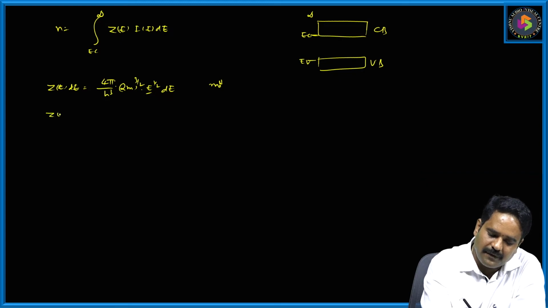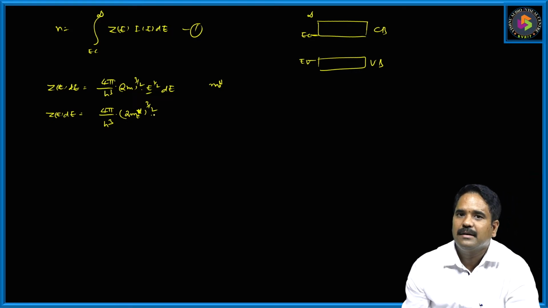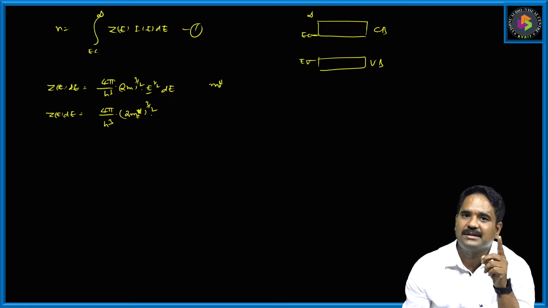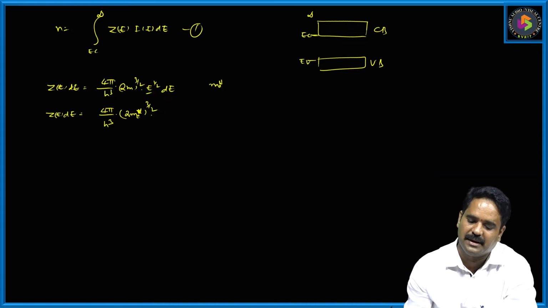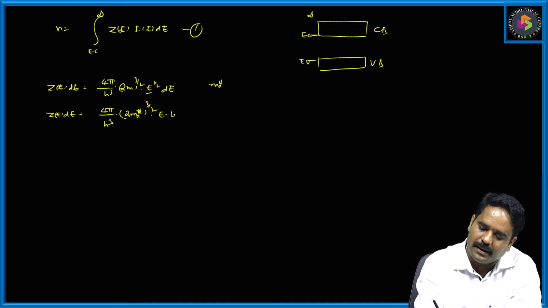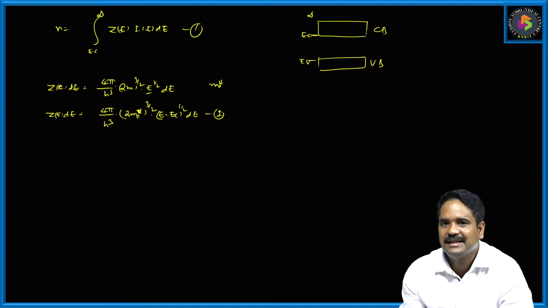That is Z of E into dE is equals to 4 pi by h cube. Let us take this is 1. 4 pi by h cube 2 me star to the power of 3 by 2. Why me star? Electron possess effective mass in case of periodic potential. So m has to be replaced by me star. Then E is replaced by E minus EC to the power of 1 by 2 dE, since E starts from bottom of the conduction band. Let us take this is 2.